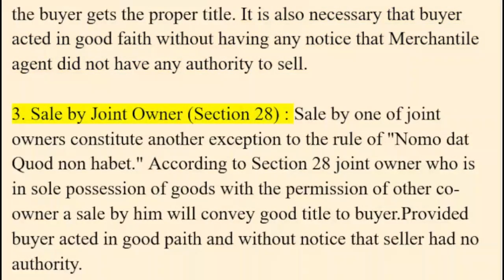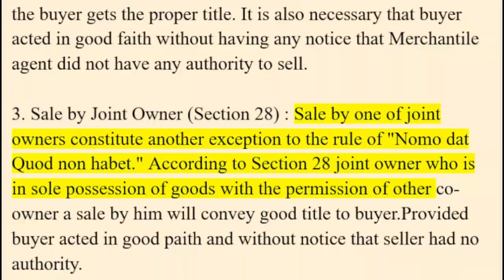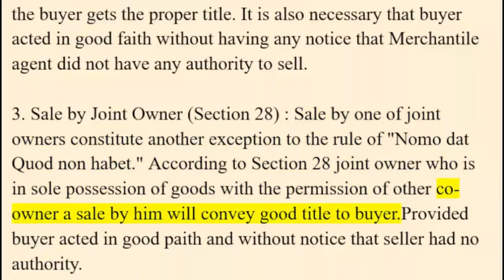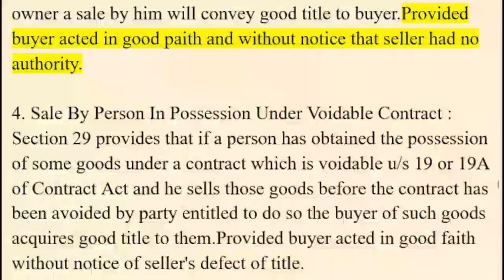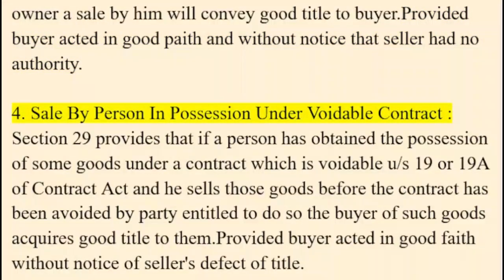3. Sale by joint owner, section 28. Sale by one of the joint owners constitutes another exception to the rule of nemo dat quod non habet. According to section 28, where a joint owner is in sole possession of goods with the permission of the other co-owner, a sale by him will convey good title to the buyer, provided the buyer acted in good faith and without notice that the seller had no authority. 4. Sale by person in possession under voidable contract.